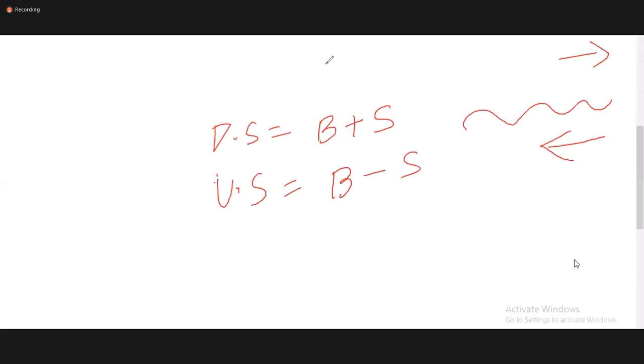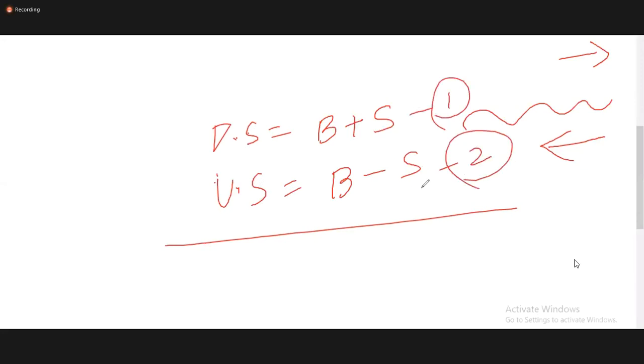Okay, boat speed minus stream speed. Guys, tell me, let's say I want the boat speed. Downstream speed was given, upstream speed was given. How do I figure it out? Let's say this is the first equation, this is the second equation. Let's do 1 minus 2.